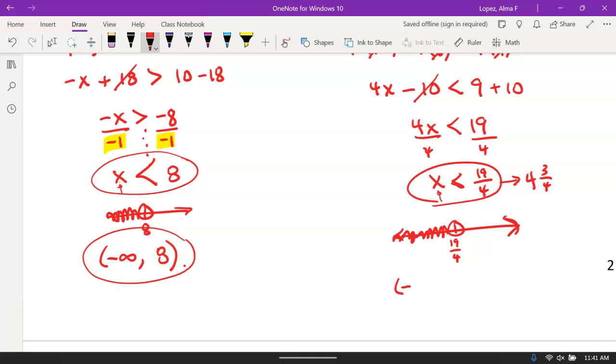Our answer starts at negative infinity as you're reading it like an English sentence, all the way up to 19 fourths. Infinities always get parentheses, and the 19 fourths gets a parenthesis because of the open circle.